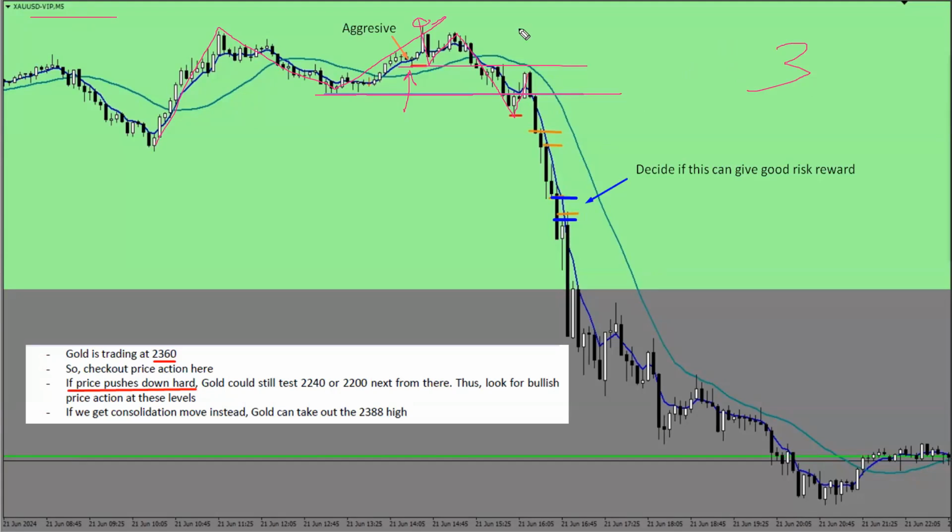So for you to take this, you still can. I'm not saying you cannot. You still can, but you need to know how significant this place is in giving you that potential movement down again. But anyway, if you have money management, no problem. I don't mind you taking this entry, this risk. You know best, right?